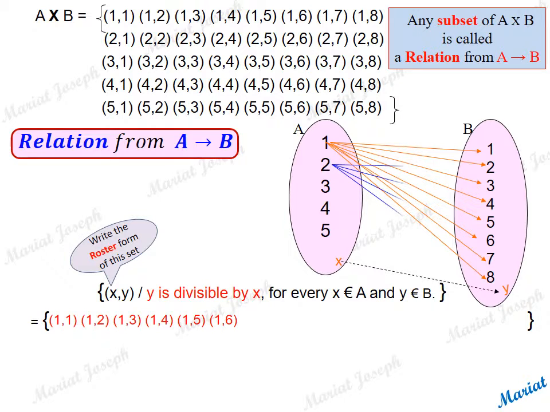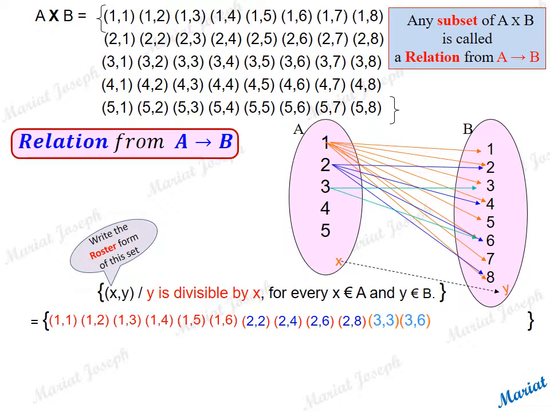Now 2 can have very limited images. (2,2), (2,4), (2,6), (2,8). (2,8) because 8 is divisible by 2, (2,6) because 6 is divisible by 2, etc. And (3,3), (3,6) are the only pairs involving the number 3 as x. (4,4), (4,8). And (5,5). 5 has only one image, 5. No other element will satisfy the given condition.